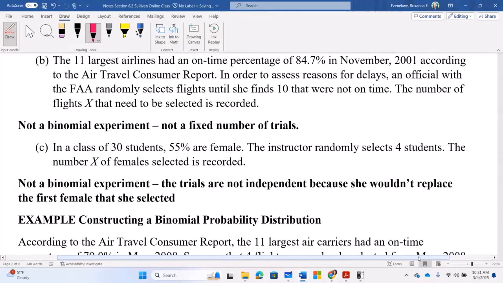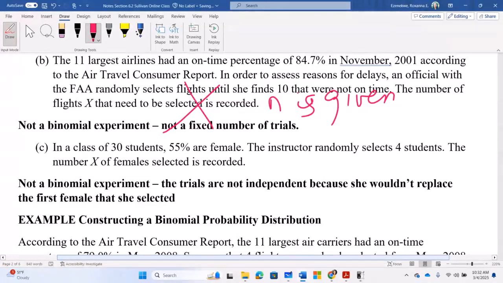So you see, not a binomial experiment, there is no fixed number. They did not tell us the number of times. They just gave us the probability. Because the sample size is not given here, it's not binomial. So we are looking for how to identify a binomial distribution. If the sample size is not given, it's not a binomial distribution.